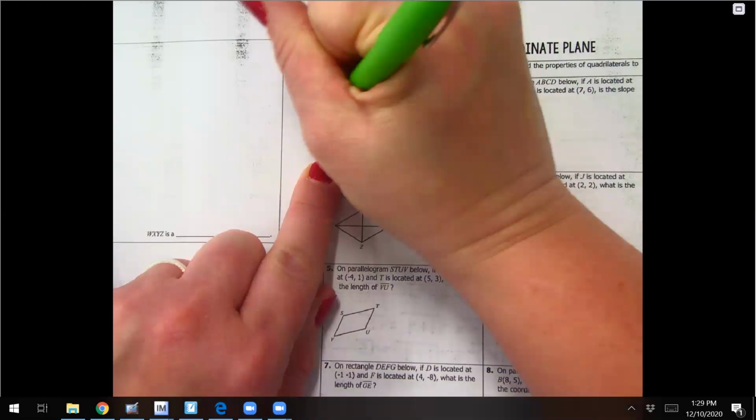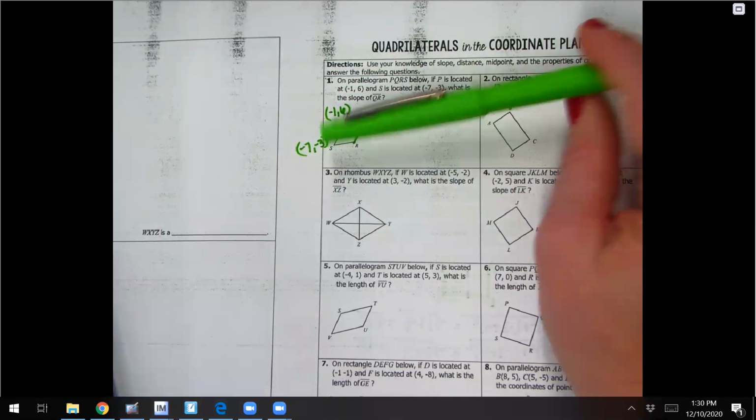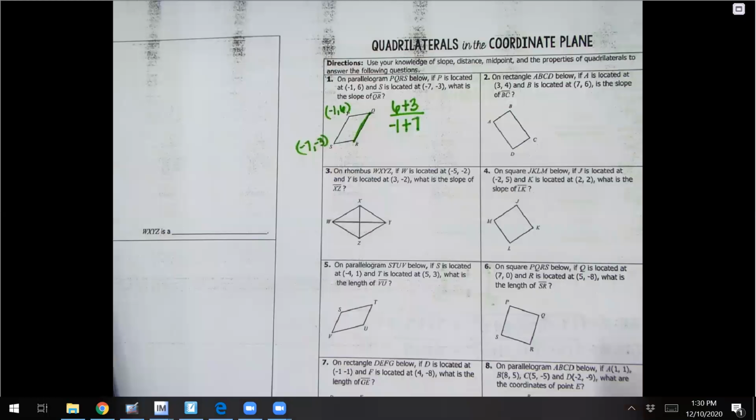What is the slope of QR? Now, what's the relationship between PS and QR? They're parallel. Therefore, their slopes will be the same. So what do we need to find using these 2 pairs? We need to find the slope. So 6 minus -3. Y is on top. X is on the bottom. -1 minus -7. You're finding the slope using the slope formula, which is y2 minus y1 all over x2 minus x1. I pray that all of you know that formula.